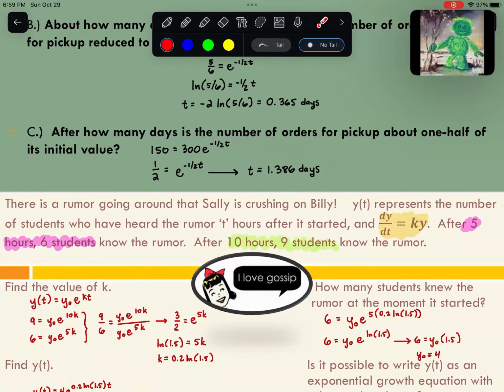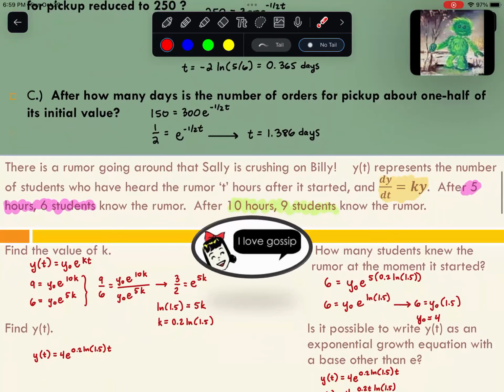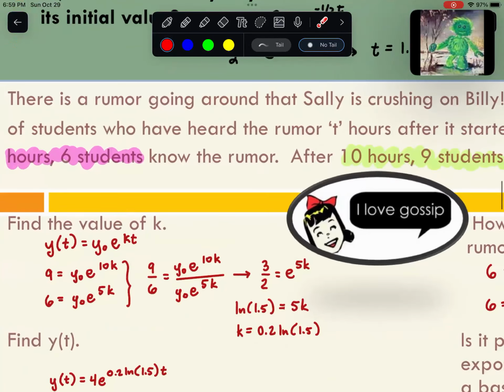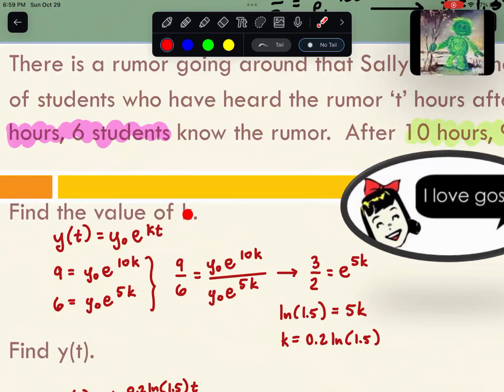Okay, but they don't give us the same sort of information beyond that. We don't have an initial amount. We do know 2 ordered pairs. 5 hours in, 6 students have known the rumor. 10 hours in, 9 students. Okay, so maybe it's not growing super fast just yet. First task, find the value of the k constant.